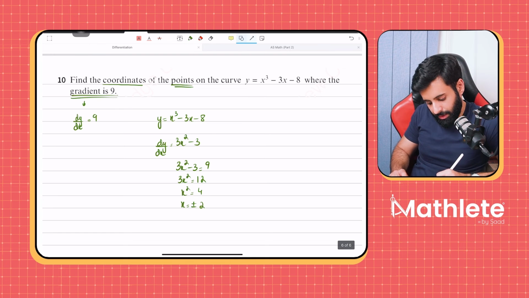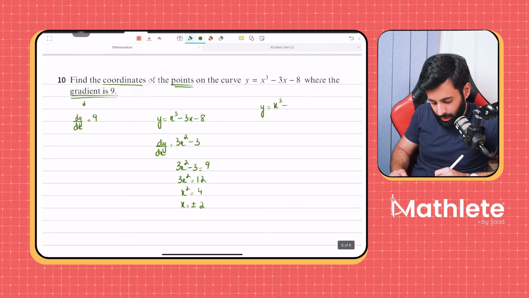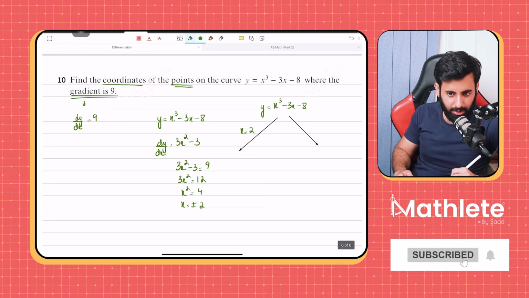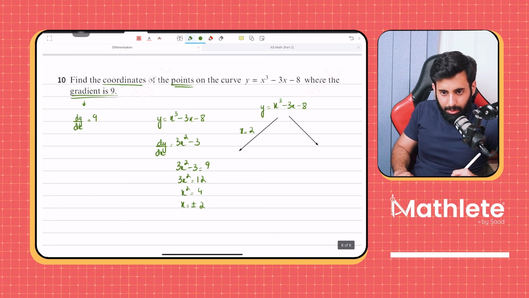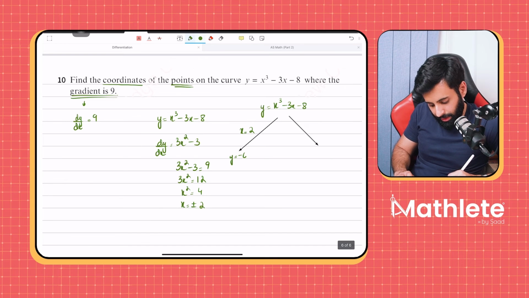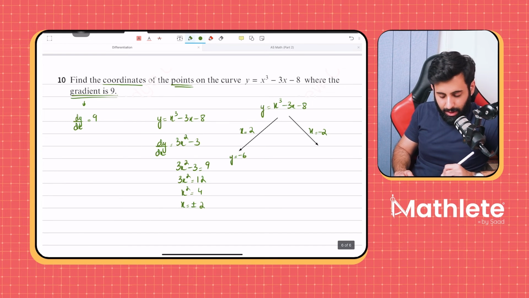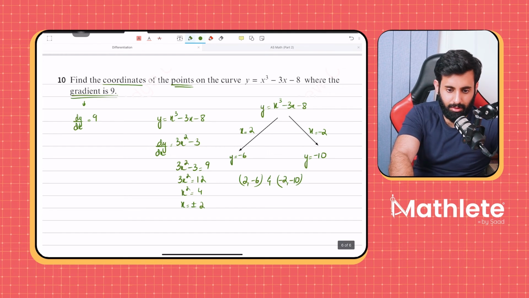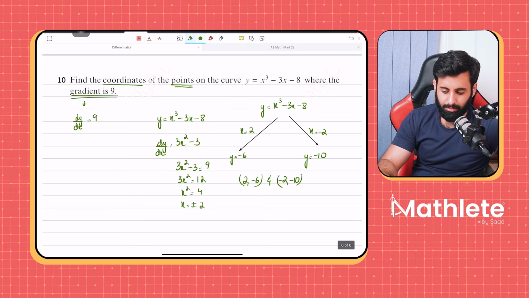Now, because we have two different values of x, we are going to get two different values of y also. So one by one, plug in both the values, plug in 2 and minus 2. If you plug in x equals 2, now I'll just write down the final answer, you get y equals negative 6. And if you plug in x equals minus 2, you get y equals negative 10. And then write your answer nicely, which most of you have written, 2 comma negative 6 and minus 2 comma negative 10. That's your answer. Job done.